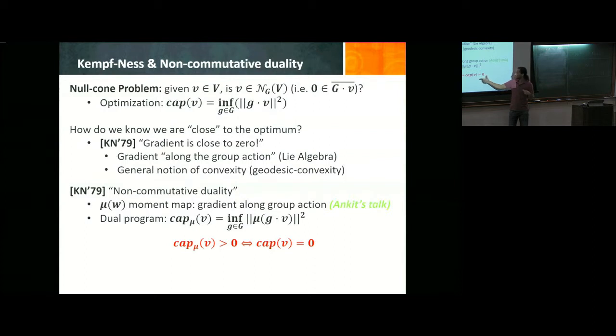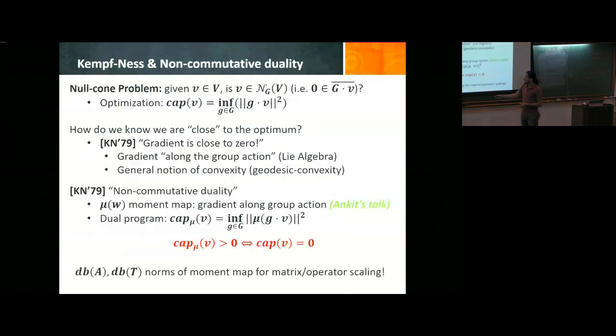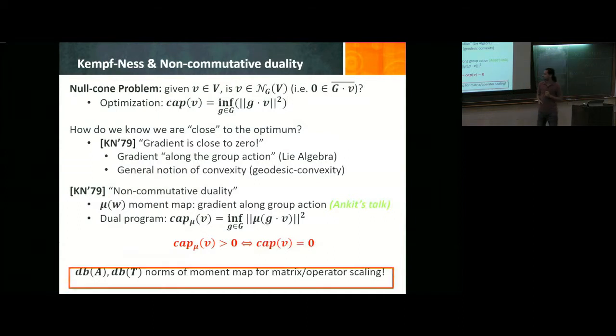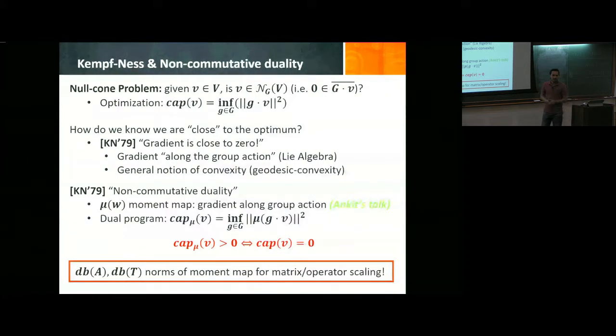Okay, so that's from Ankit's talk. So essentially, now, what is the doubly balanced condition? Well, it turns out that doubly balanced, in the matrix scaling and the operator scaling, they're both the norms of the moment map for the matrix and operator scaling problem. Okay? This is the highlight of this thing.